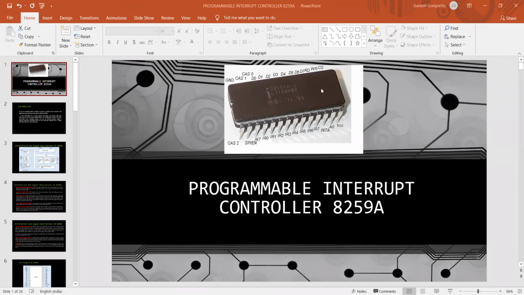In today's class, we will start a new topic, a new interfacing device called the programmable interrupt controller, and the chip number is 8259A. The A always stands for advanced. In place of programmable, sometimes it is also called priority interrupt controller.